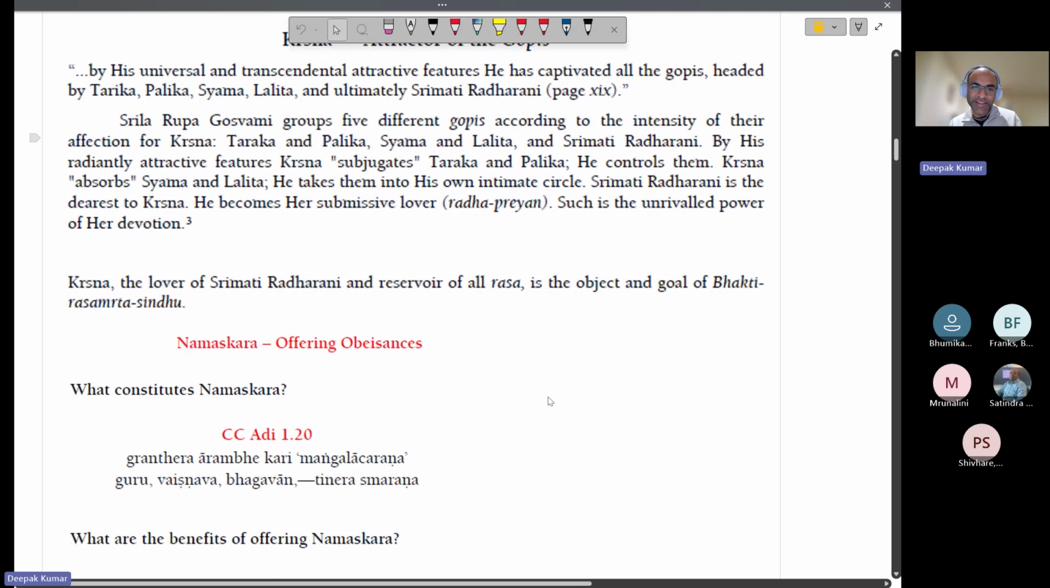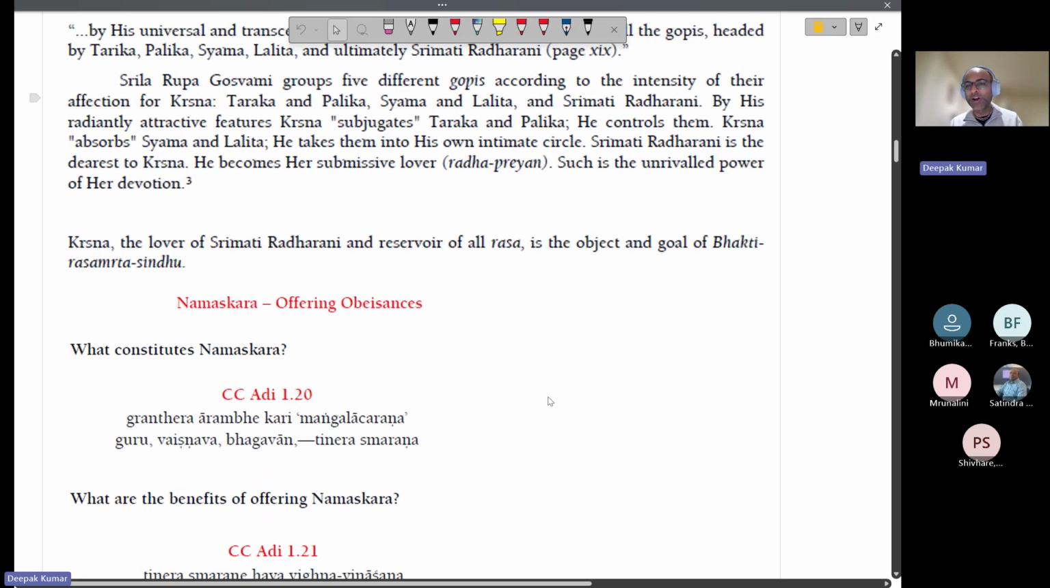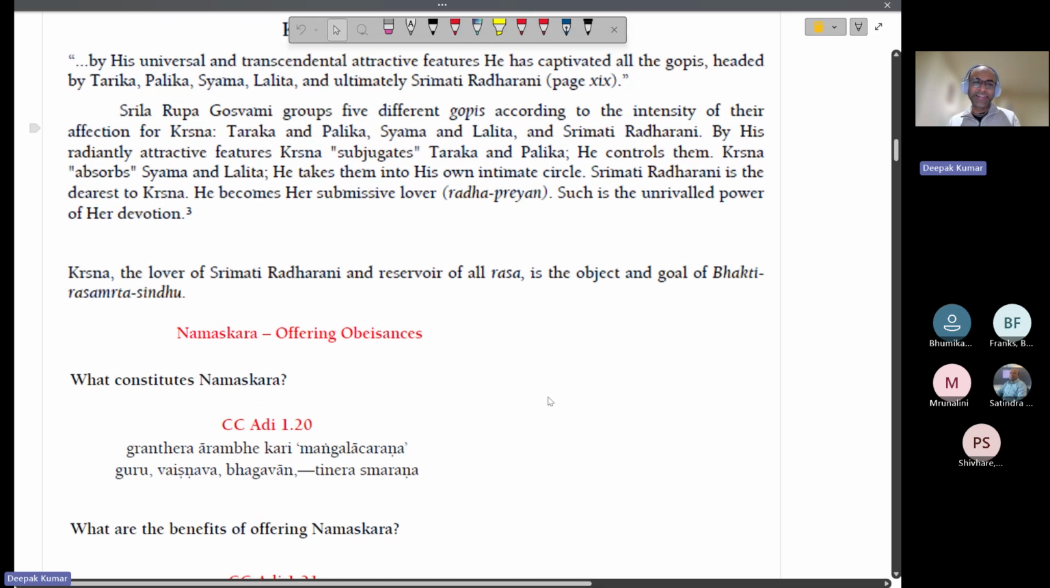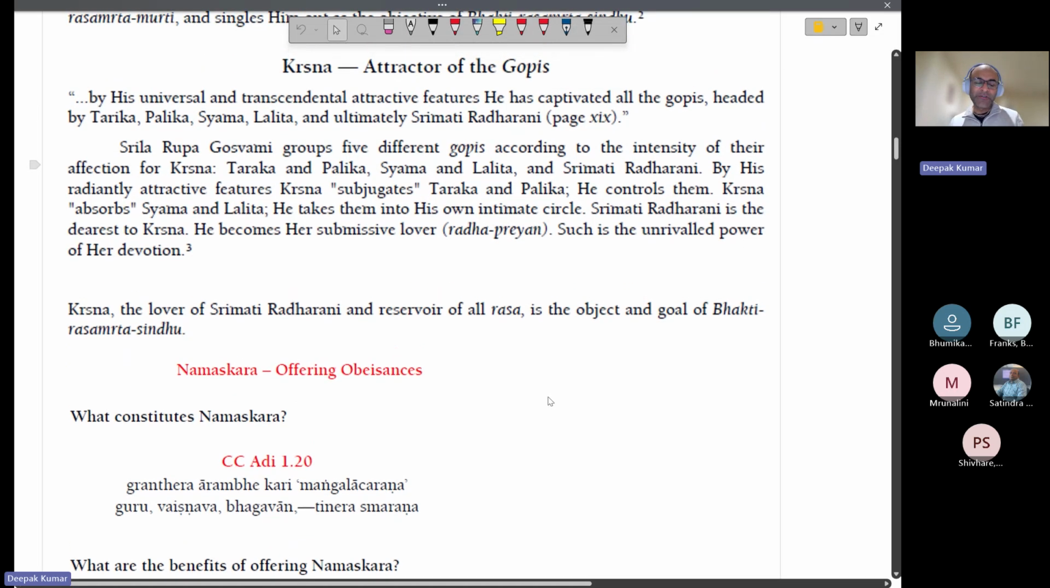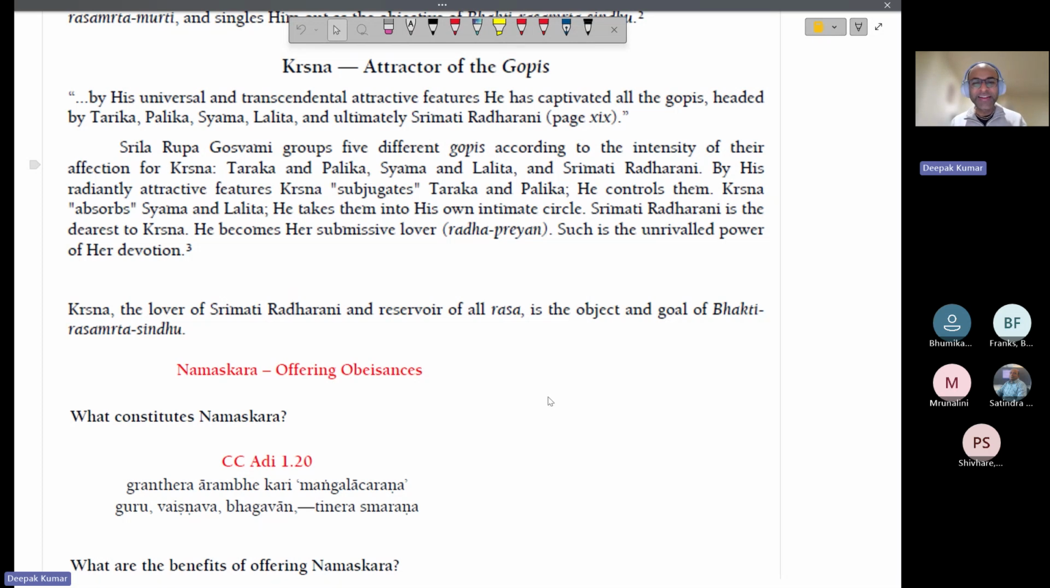Krishna, the lover of Srimati Radharani and reservoir of all rasa, is the object and the goal of Bhakti-Rasamrita-Sindhu. So, beautifully like this, very happily, I am ending the session for today.